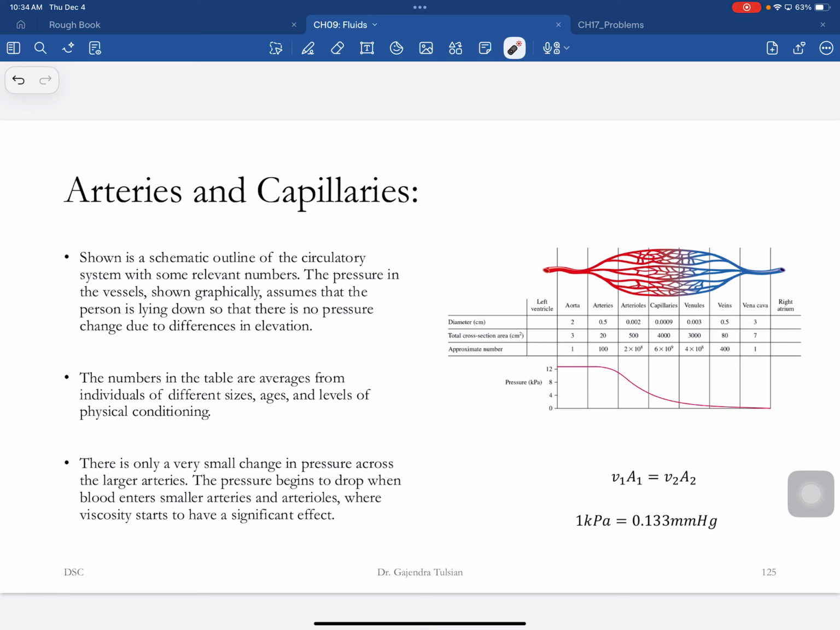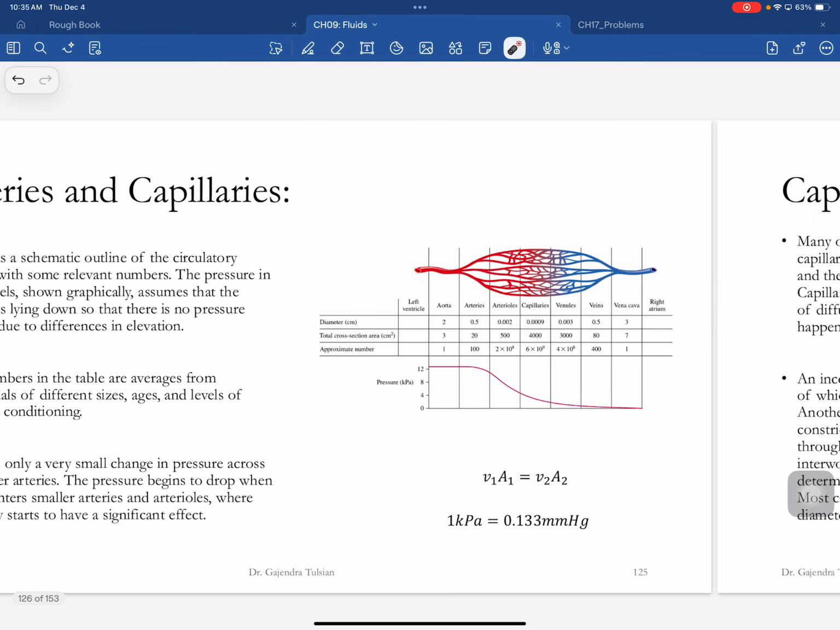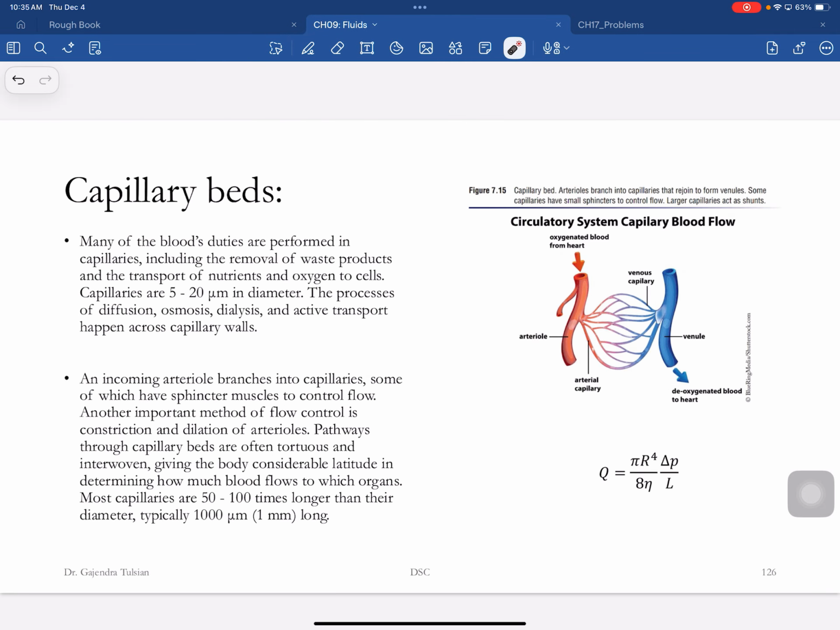But anyway, the important point is, if you want to slow down flow, then you have to increase the area of cross-section. So this is what you want to remember. You want to slow down the fluid, you have to increase the area of cross-section of the pipe, okay? And that's what effectively you do by having so many capillaries. So here are the dimensions of the capillary. Many of the blood's duties are performed in capillaries, including the removal of waste product and the transport of nutrients and oxygen to the cells.